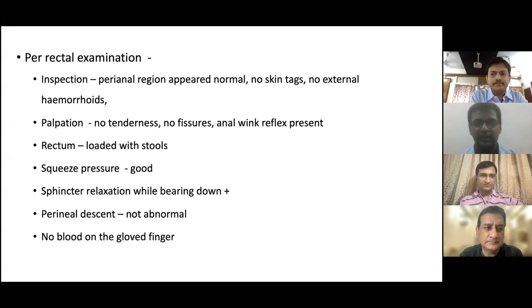On his per rectal examination, on inspection, the perianal region appeared normal. There were no skin tags and no external hemorrhoids. On palpation, there was no tenderness, there were no fissures, and the anal wink reflex was present. His rectum was loaded with stools. His squeeze pressure was good, and he had sphincter relaxation while bearing down, and his perineal descent was not abnormal, and there was no blood on the gloved finger.